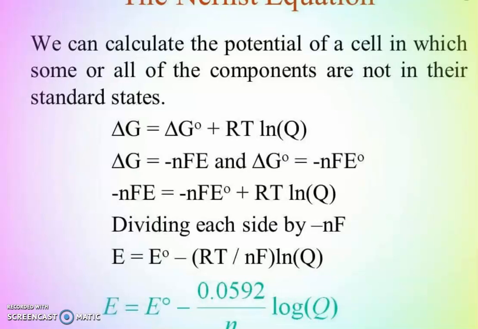So what is the Nernst equation? We can calculate the potential of cell in which some or all the components are not in their standard state. So delta G is equal to delta G naught plus RT ln Q. Delta G is equal to minus nFE and delta G naught is equal to minus nFE naught. Minus nFE is equal to minus nFE naught plus RT ln Q. Dividing each side by nF, you will get E is equal to E naught minus RT by nF ln Q, and E is equal to E naught minus 0.0592 divided by n log Q.